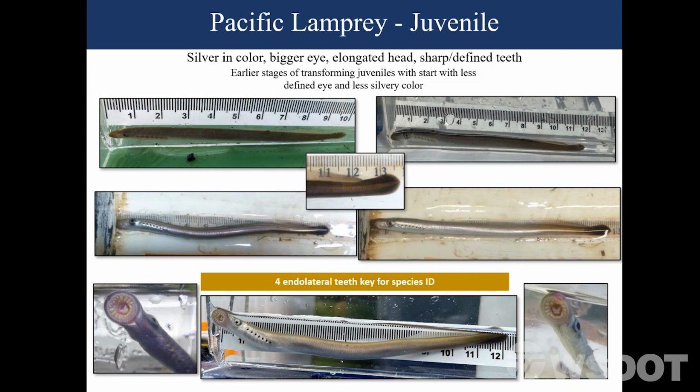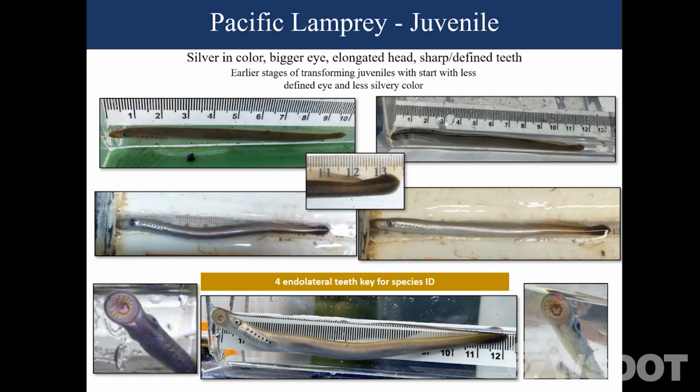So huge transformation. In the early stages, you can also use their tail features to identify them. You'll have a lot more pigment on the tail itself, but it starts to become a little bit harder as they get closer to going out to the ocean. Typically, we see much more pigmentation for the Pacific lampreys than the Western River lampreys, but we'll also end up seeing coloration on some of the Western River lampreys.